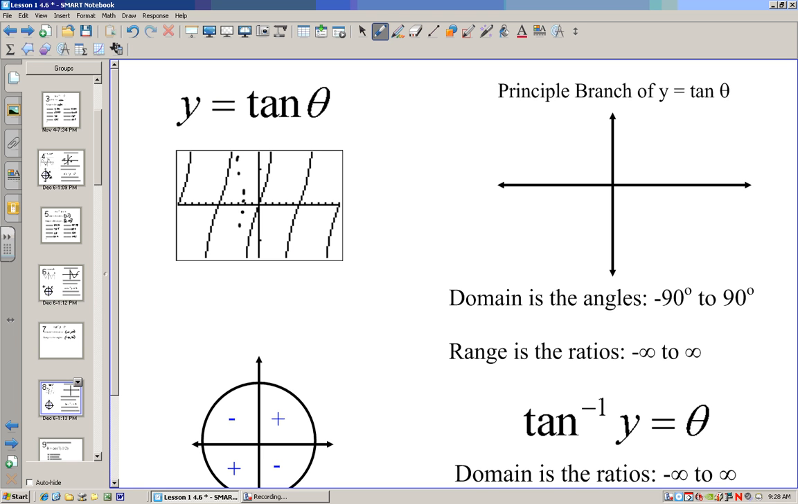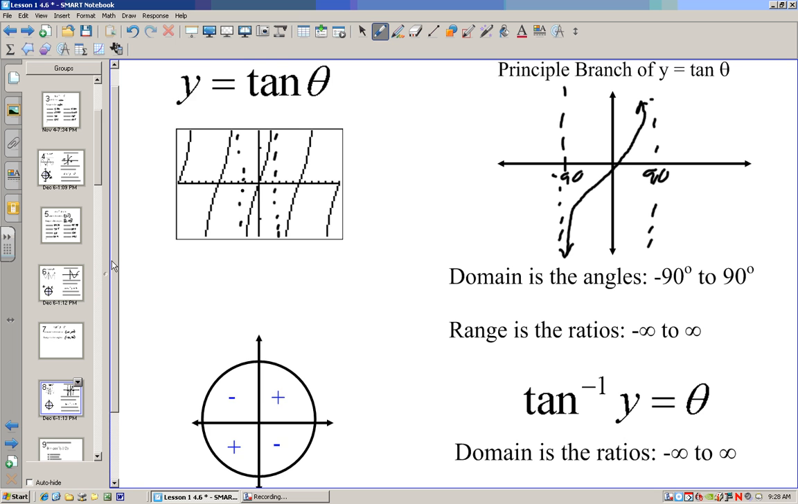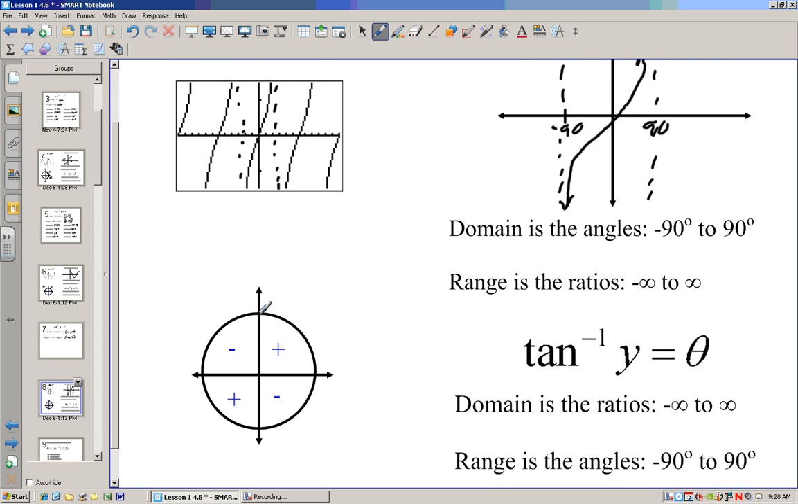Remember, there are asymptotes here and here. So this in between here is our principal branch. And our asymptotes are on each side at negative 90 and 90. So that means on the unit circle, we're just dealing with quadrants 1 and 4 again.